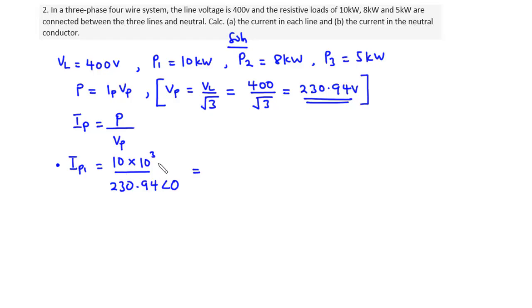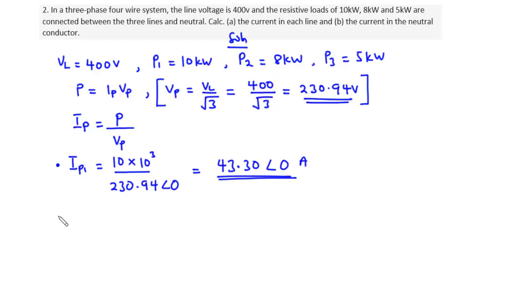Now 10 times 10 exponent 3 divided by 230.94 gives 43.30, and then we have the phase angle here to be 0 because the impedance is solely resistive. So that's going to be 0 minus 0, and that is still 0.